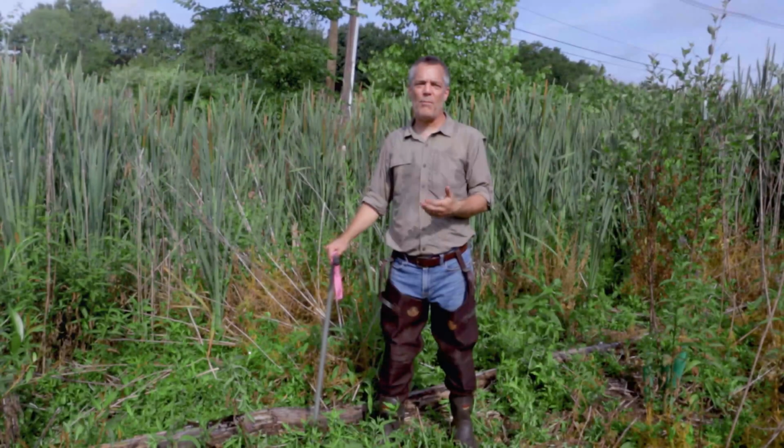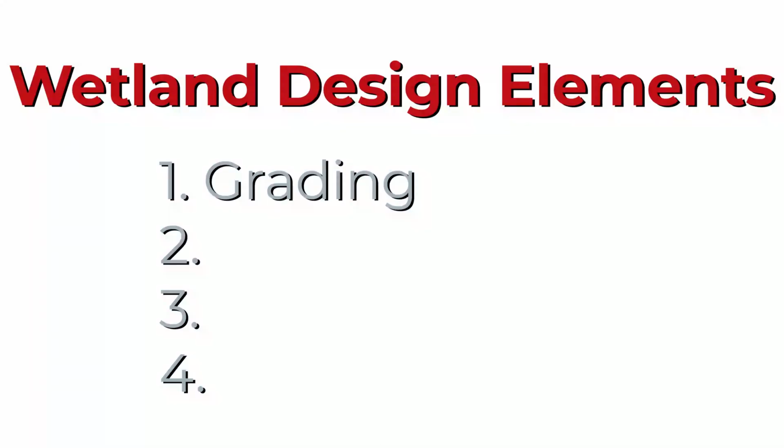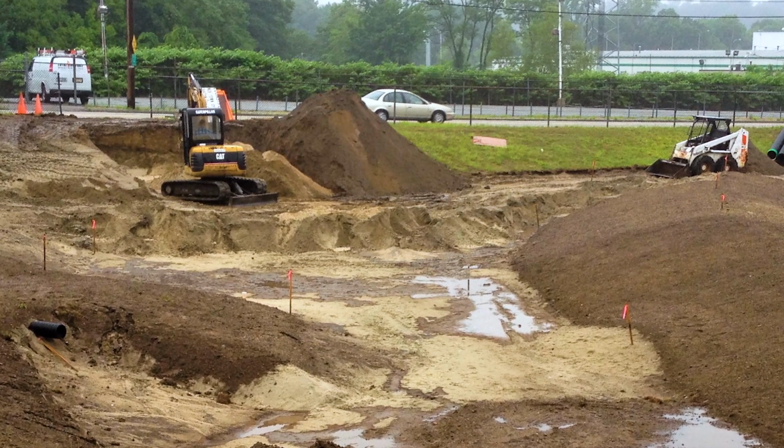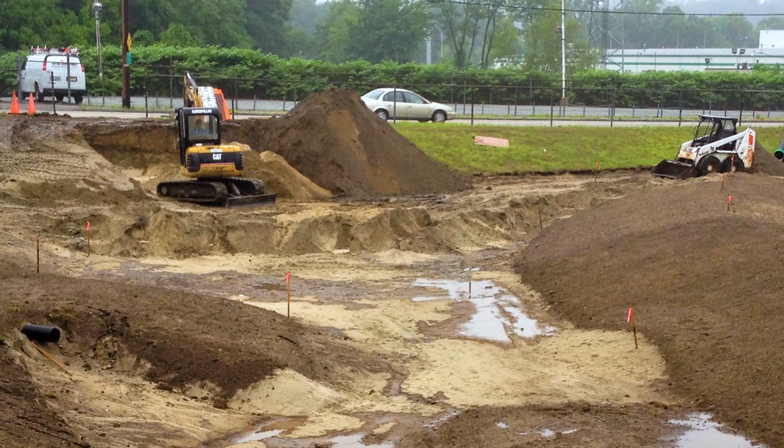Constructed wetlands have 4 primary design elements. The first is grading. The site needs to be excavated down to an elevation that will ensure that it's wet enough to support both wetland plants and development of wetland soils.